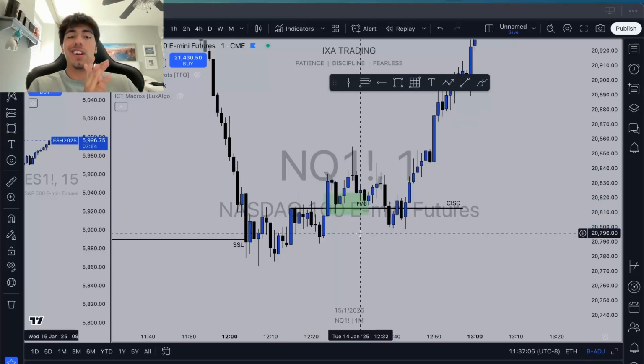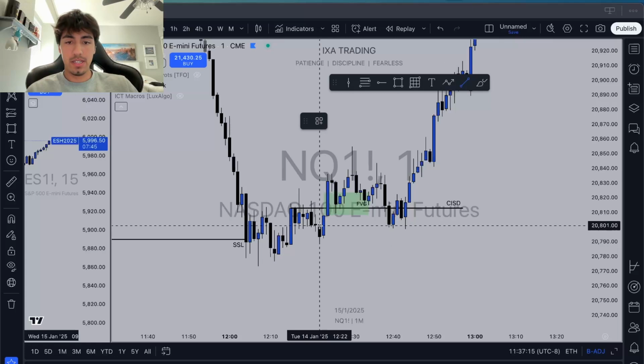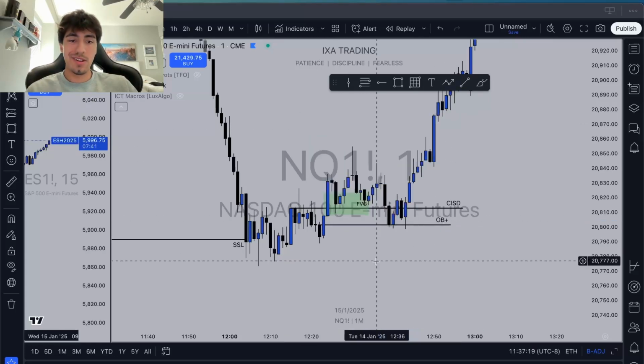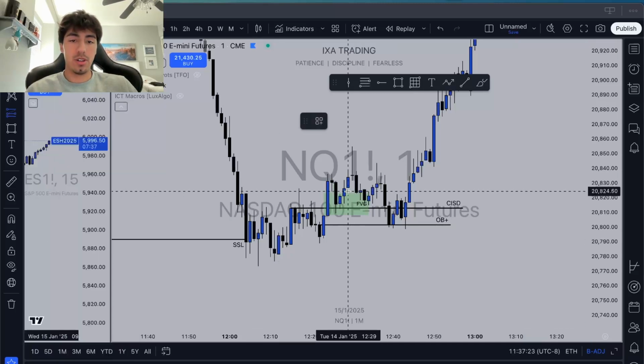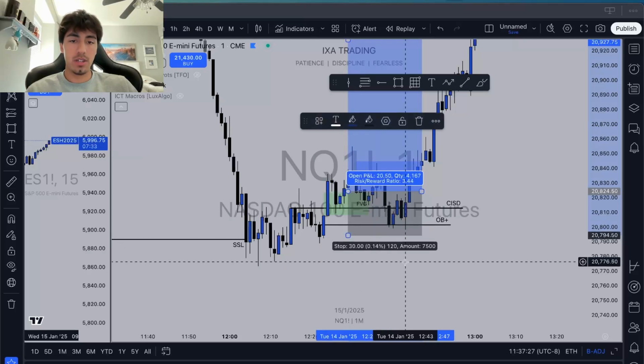Again, my strategy is not complicated at all. It's liquidity sweep, CISD, fair value gap, or order block. And I like these because of the order blocks being held and respected, right? Here's an order block right here. Again, if you wanted to take this trade, this is what you would do. You go long off of this close, stop loss below this low or stop loss below the order block.